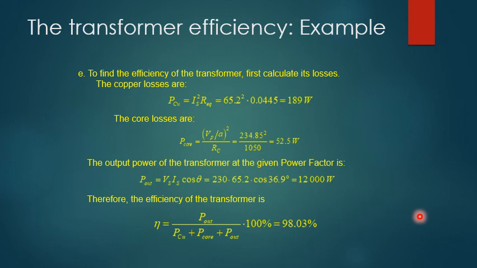The output of the transformer at a given power factor is VsIs cos theta, and 230 multiplied by 65.2 amperes multiplied by cosine of 36.9 degrees gives us 12,000 watts. So the efficiency of the transformer, by putting in all of the values, P out divided by P copper plus P core plus P out, multiplied by 100%, comes out to be 98.03%.